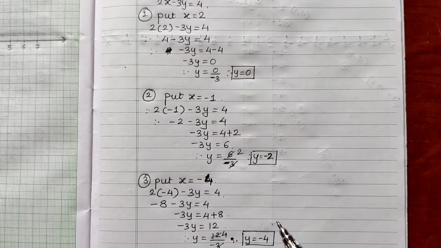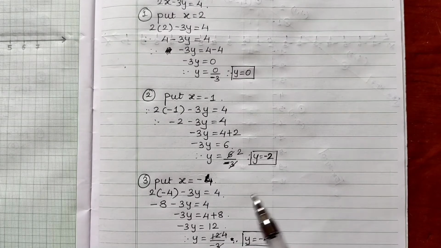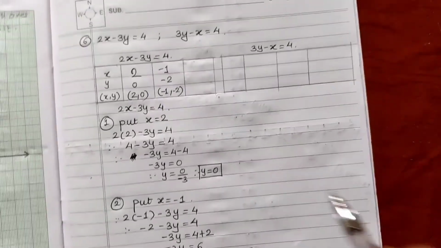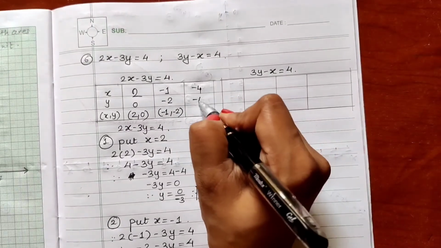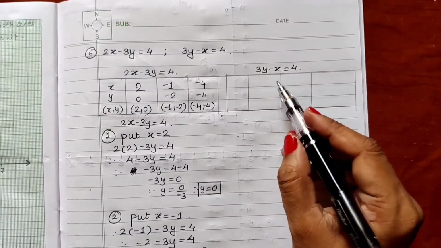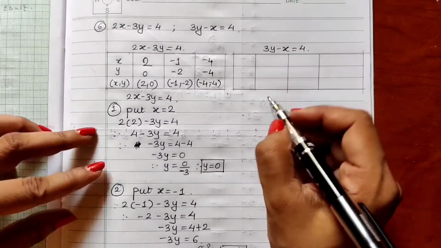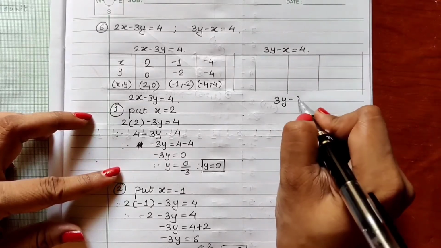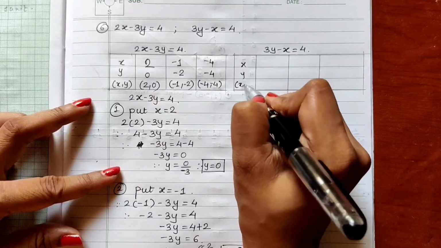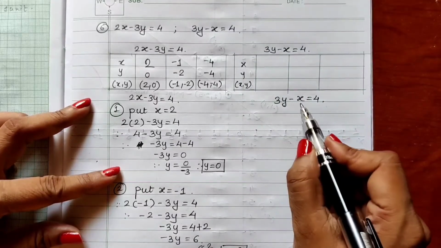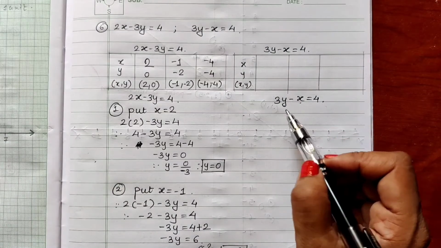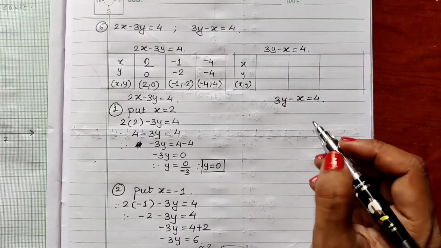So in this way, put the values very carefully. X is minus 4 and y is also minus 4. Minus 4, minus 4. Now for the second equation, 3y minus x is equal to 4. I will be putting the values of y and I will get the value of x, because the coefficient of y is other than 1. So we will put the value of y and we will get the value for x.